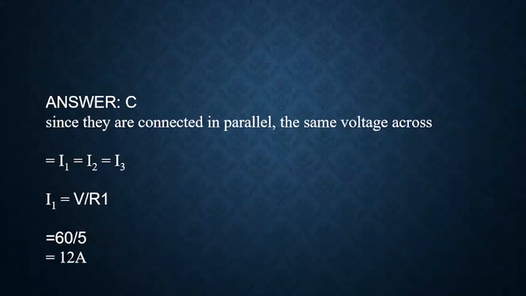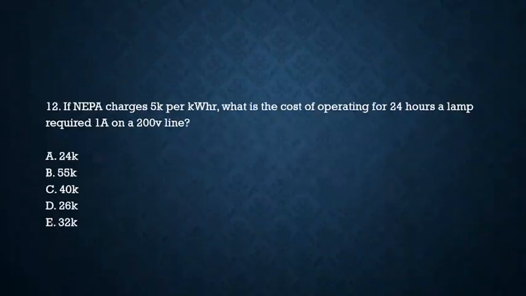Since they are connected in parallel, that means they will have the same voltage across, which is I1 is the same thing as I2 and I2 is the same thing as I3. So I1 is equal to V over R1. From the question, V is 60, over R, which is 5, and 60 divided by 5 is 12 amperes.